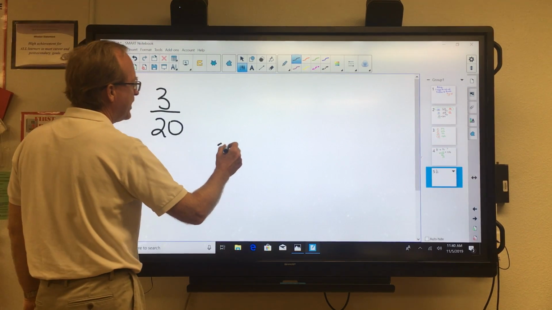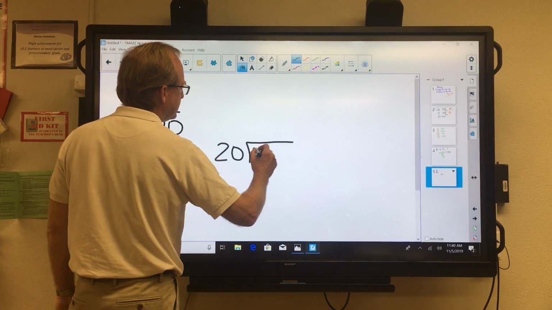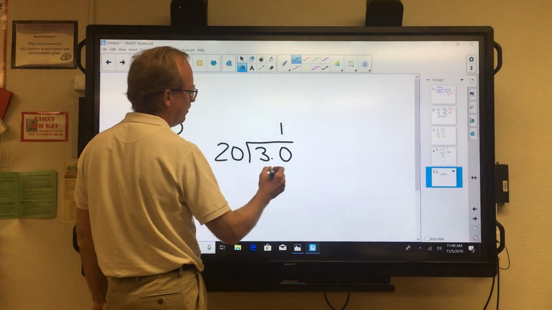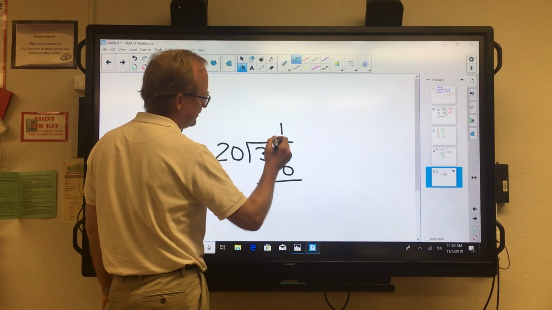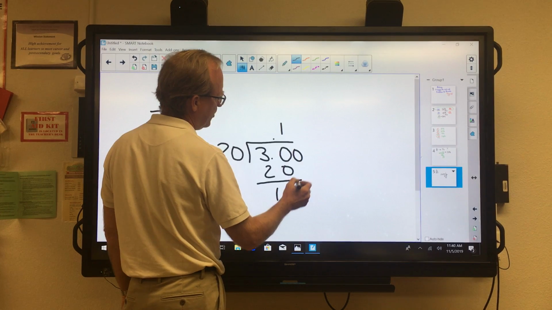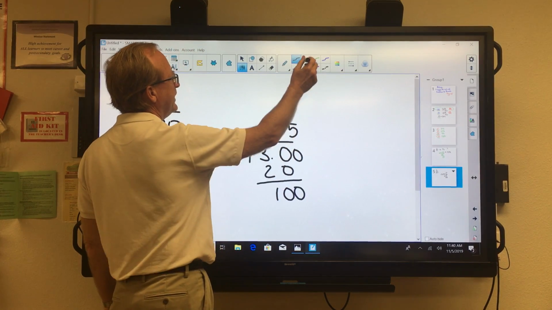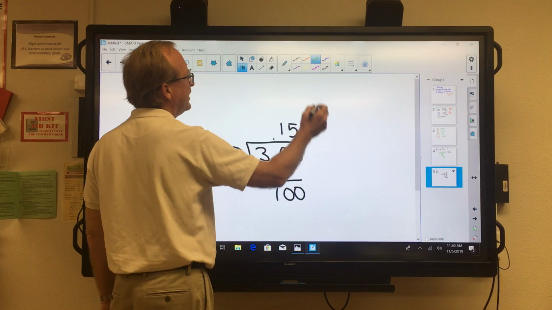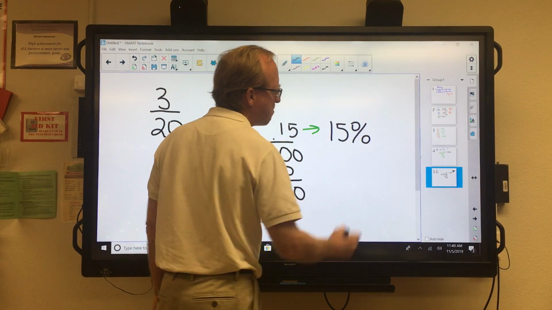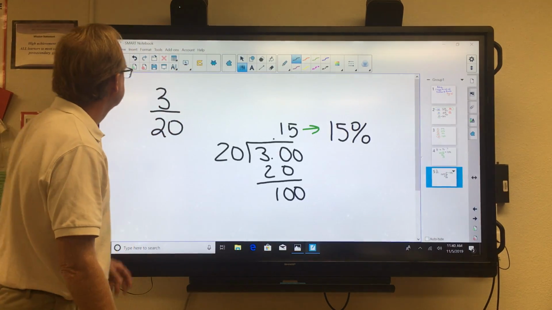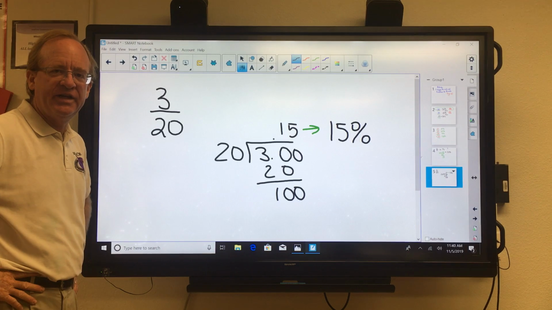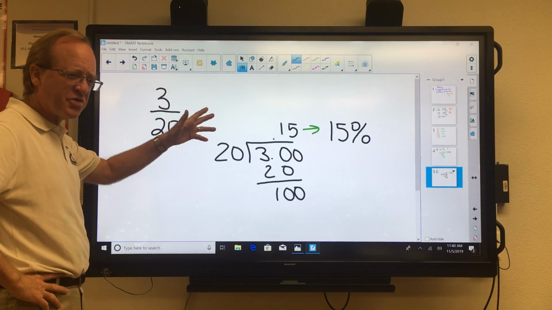One more example. So you divide the bottom into the top, so 20 doesn't go into 3. Drop a 0. By the way, that decimal needs to come up. Drop another 0. Oh, it's 0.15. And that converts to 15%.